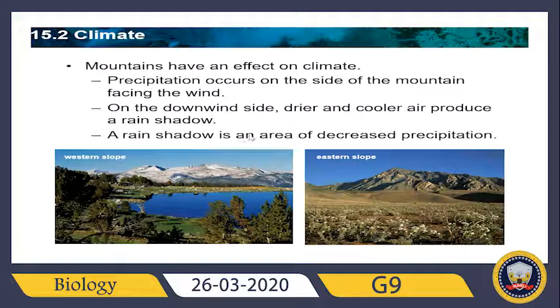A rain shadow is an area of decreased precipitation. Okay, so on the part that is facing the wind, you'll find a higher precipitation ratio. The other slope that is not facing the wind has a lower precipitation rate and a drier climate.